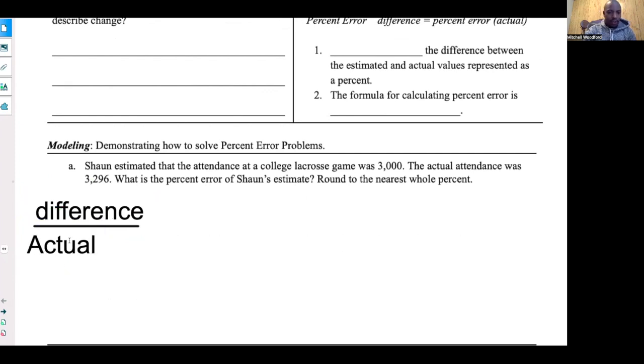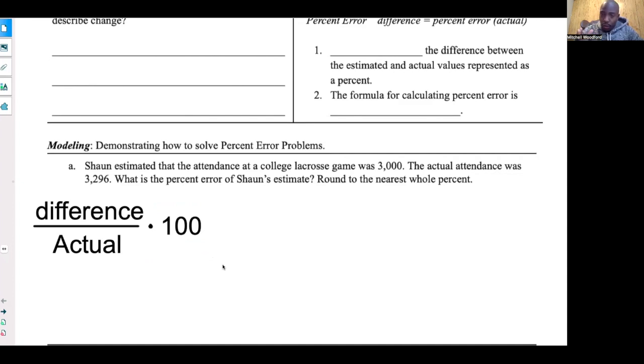So we're going to take the difference, divide it by the actual amount, and then we're not done. We're actually going to do one step further. We're going to multiply. So I'm just going to draw a dot here. That means multiplication, right? We're going to multiply it by 100. Now, why are we multiplying it by 100? Because we're turning it into a percent. So in order to turn it into a percent, we want to multiply it by 100, and that's going to give us our actual answer.